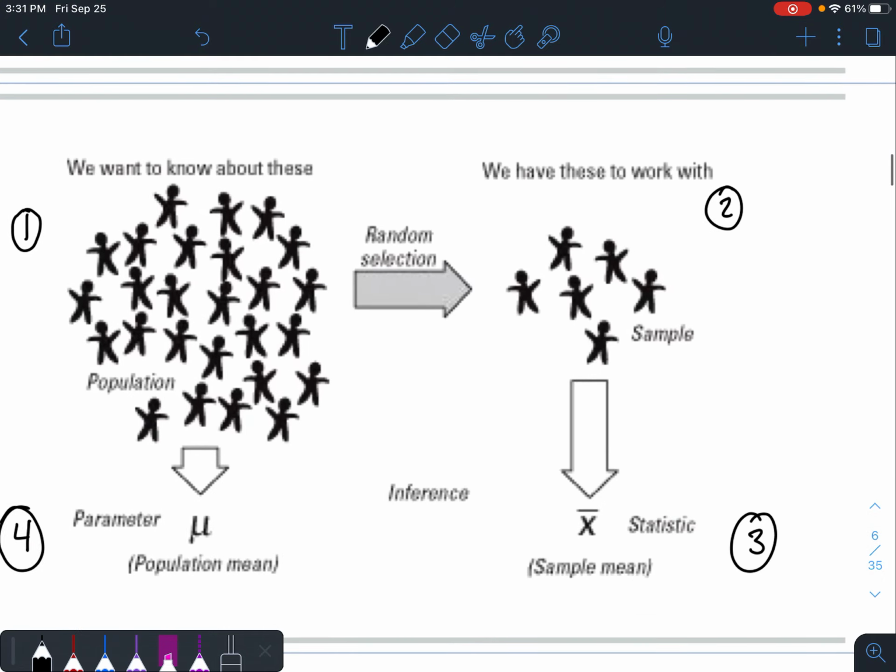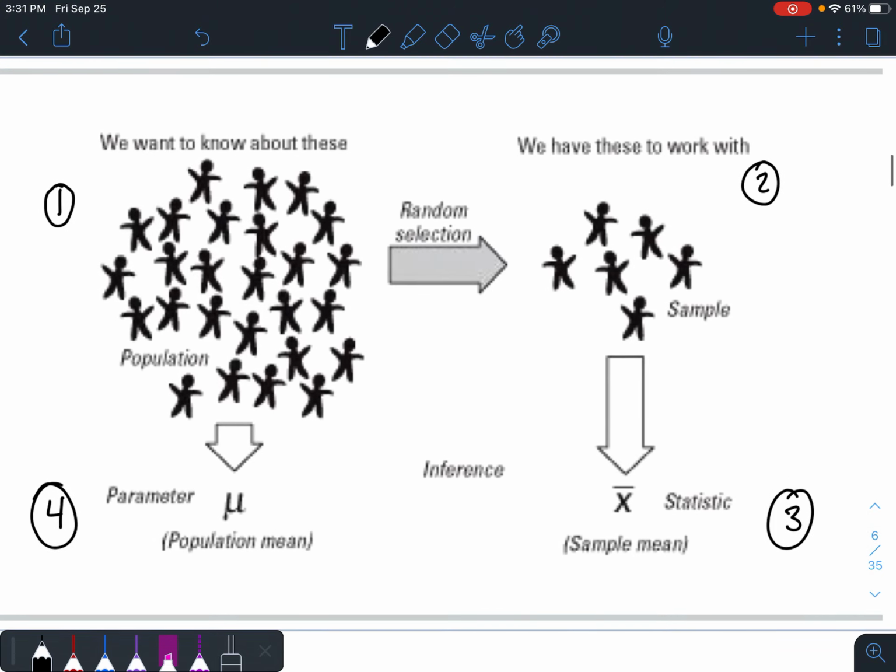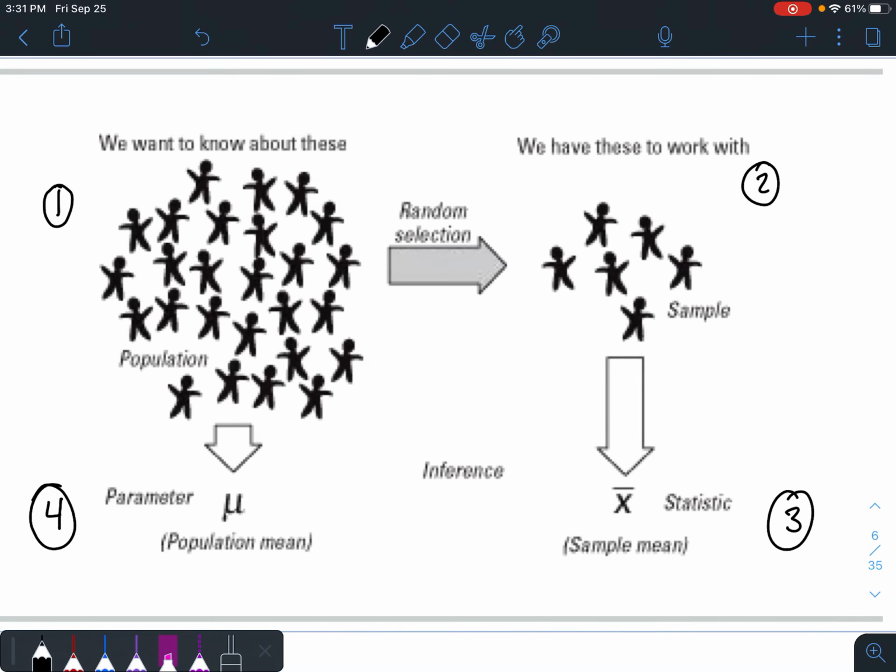So let's break this down for you. So here is what we do. This is our big population. This is our big population over here. This is all people in, let's just say, the city of Buffalo. Okay? This is all people in the city of Buffalo. This is all 16,000 people. So step one is all 16,000 people.